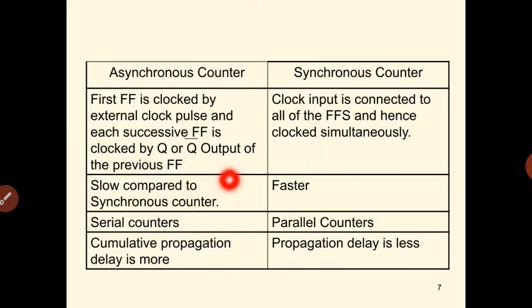When compared to the speed of the counters, asynchronous counters are slow. Asynchronous counters are slow when compared to the synchronous counters, and synchronous counters are faster, because since the clock input is not applied to all the flip-flops at a time, it takes some time to produce the required output. That's why an asynchronous counter is slow in nature compared to the synchronous counter.